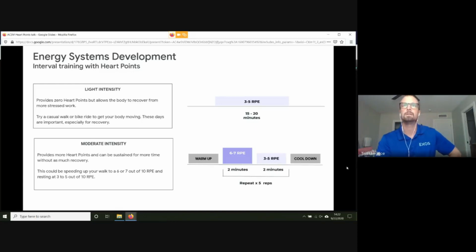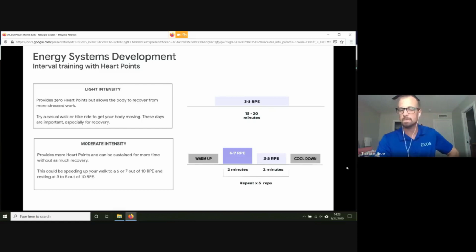Right? It gives them the opportunity to get out, and there are all sorts of psychological unloads and these sorts of things that happen there as well. And so in either case, light intensity sessions, you just go at a low intensity and you're moving your body, a casual walk or bike ride. Now we get into the moderate intensity sessions.